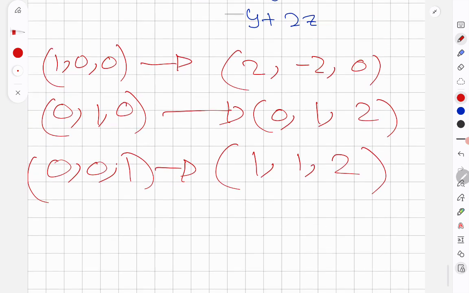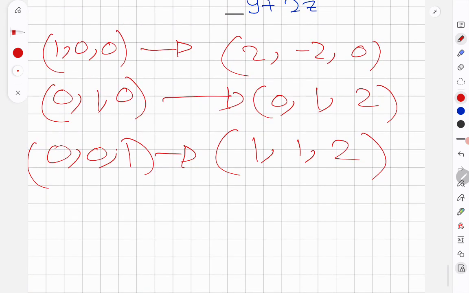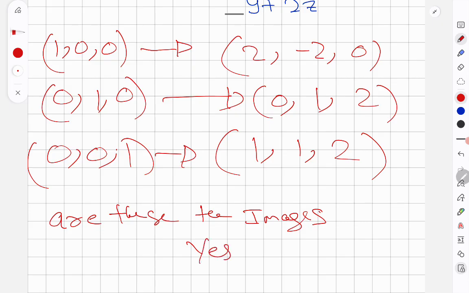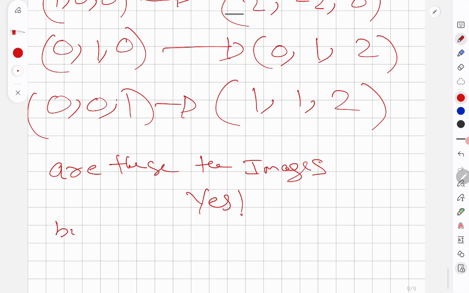Actually, the thing that I said seems wrong because I found two, but here there are three. We are not finished yet. So now the question: are these the images? Yes, they are, but they are not the basis of the images.